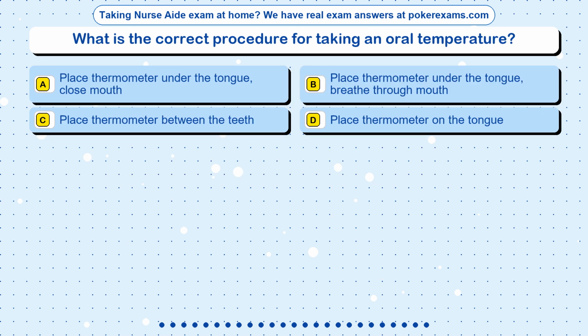Question 8. What is the correct procedure for taking an oral temperature? Option A, place thermometer under the tongue, close mouth. Option B, place thermometer under the tongue, breathe through mouth. Option C, place thermometer between the teeth. Option D, place thermometer on the tongue.